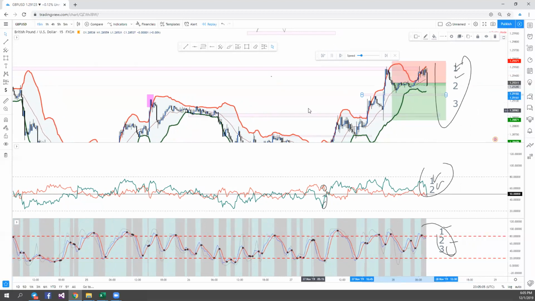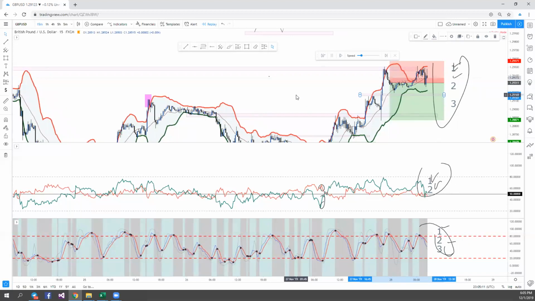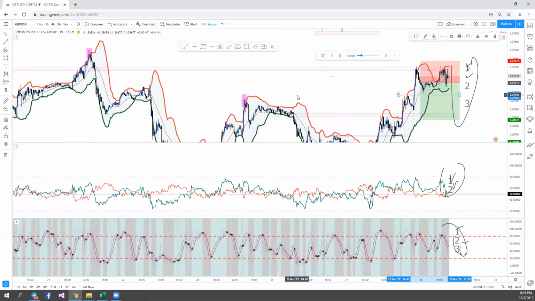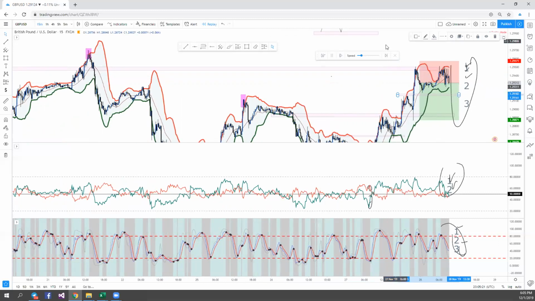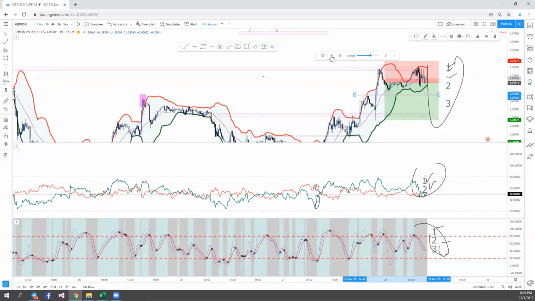Still bouncing off. There you go. Came back, crossed the 20 MA. We holding. We got that retest. Still holding. Let me speed up the process a little bit. We are below the 20 MA.